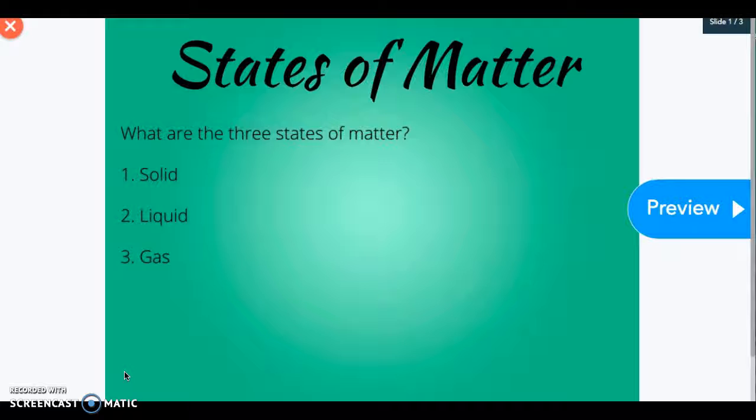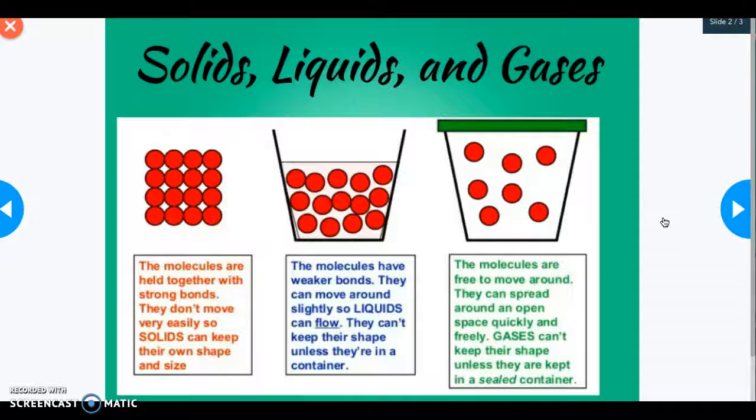But before we begin, I'm going to refresh your memory on the material that we learned in class last week. We learned that there are three states of matter: solids, liquids, and gases. We learned that solids are molecules held together by strong bonds and that they can keep their own shape and size. We learned that liquids are molecules that have weaker bonds and that they cannot keep their own shape unless they're in a container. And we learned that gases are molecules that are free to move around and that they can't keep their own shape unless they are in a sealed container.